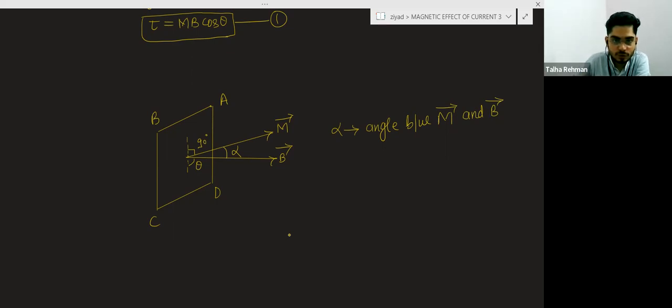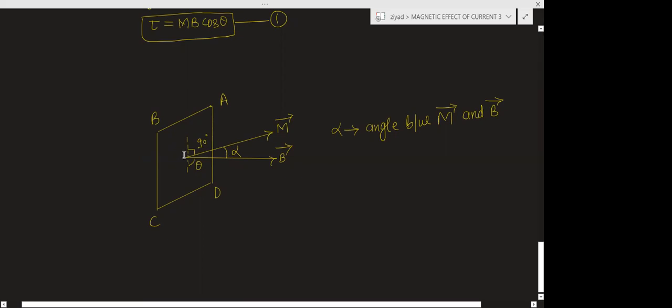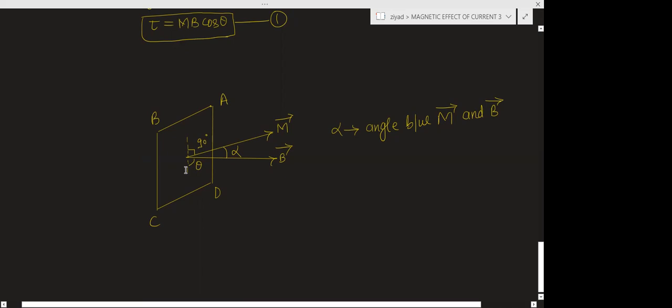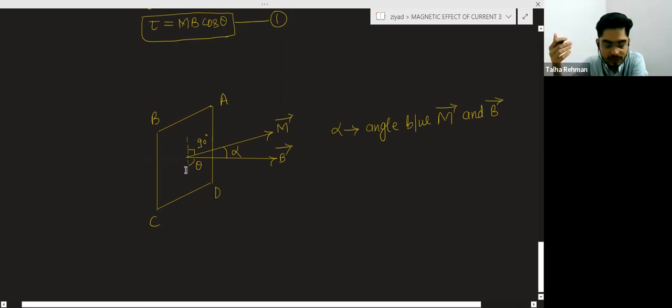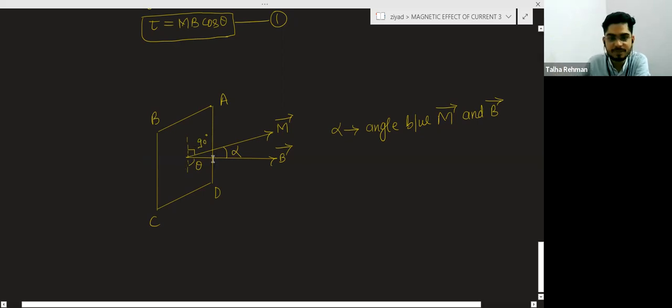So here is alpha. Now see, alpha plus theta is equal to 90 degree. If you are not getting why alpha plus theta is equal to 90 degree, see, this is the straight line, and the sum of all the angles on the straight line is equal to 180 degree. So this is 90 plus alpha plus theta is equal to 180 degree.